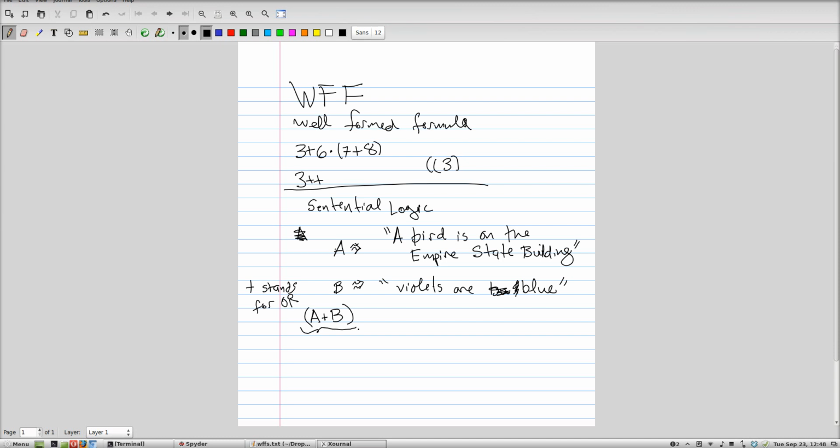There are two other operators we are going to need, and one of them is the AND operator, which we are going to represent by using the multiplication symbol, or on the computer keyboard, just the Shift 8, the asterisk. So this is a well-formed formula that's true if and only if A is true and B is true.